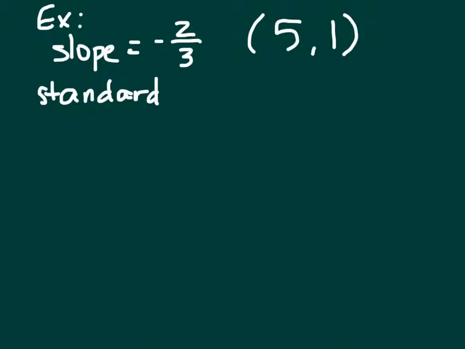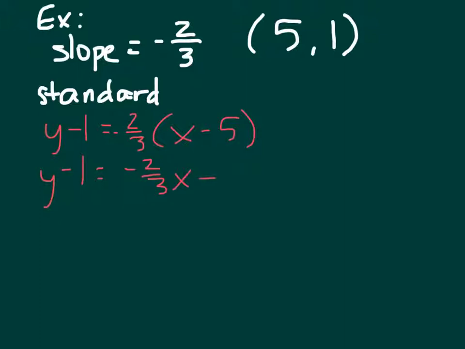So I'm going to use point-slope form. I'm going to say, okay, y minus 1 equals negative 2/3 times x minus 5. Okay, so then I'm going to distribute that negative 2/3. So I have negative 2/3 x plus, because negative times negative, 10/3, or I'm going to change it to 3 1/3. Now standard form says I need to get these x's over on the other side. So I'm going to add 2/3 x to both sides. So I have 2/3 x plus y minus 1 equals 3 1/3.